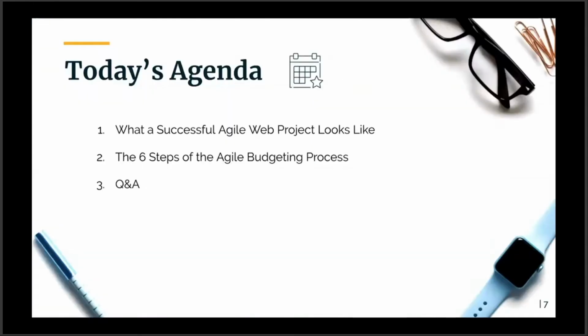Our agenda is pretty straightforward. We're going to try to keep the presentation to 30 to 40 minutes and then leave plenty of time for Q&A. We're going to start by framing what a successful Agile website project looks like. And then we're going to go step by step through the 6 steps of the Agile budgeting process and conclude with Q&A. We're looking forward to collaborating with you after the presentation.